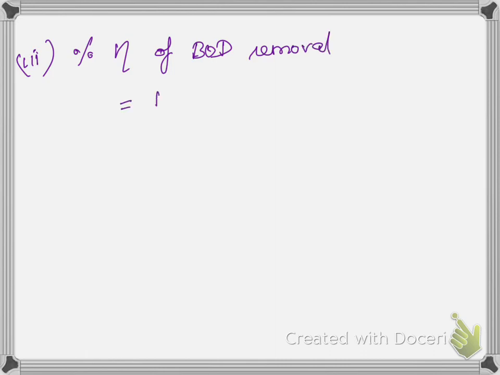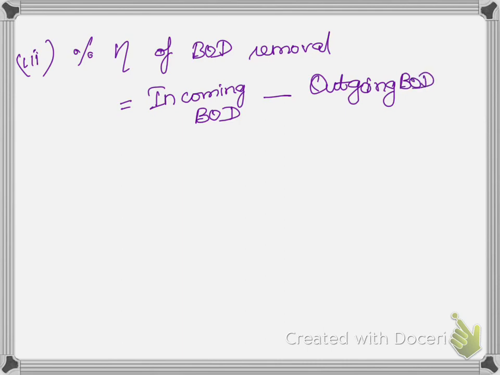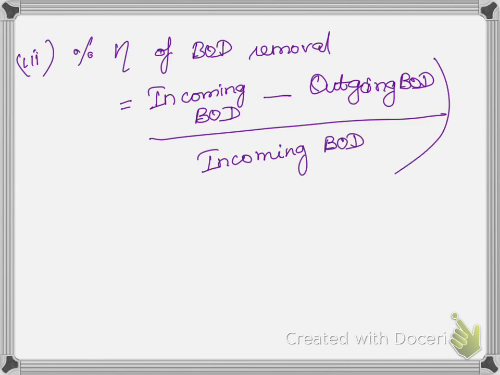Now we'll move on to the third point. What is our third point? We have to determine the percentage efficiency of BOD removal, that is, how many percent of the BOD the activated sludge has removed. Which is going to be very simple: incoming BOD minus outgoing BOD, divided by incoming BOD, into 100. That gives my percentage of BOD removal.